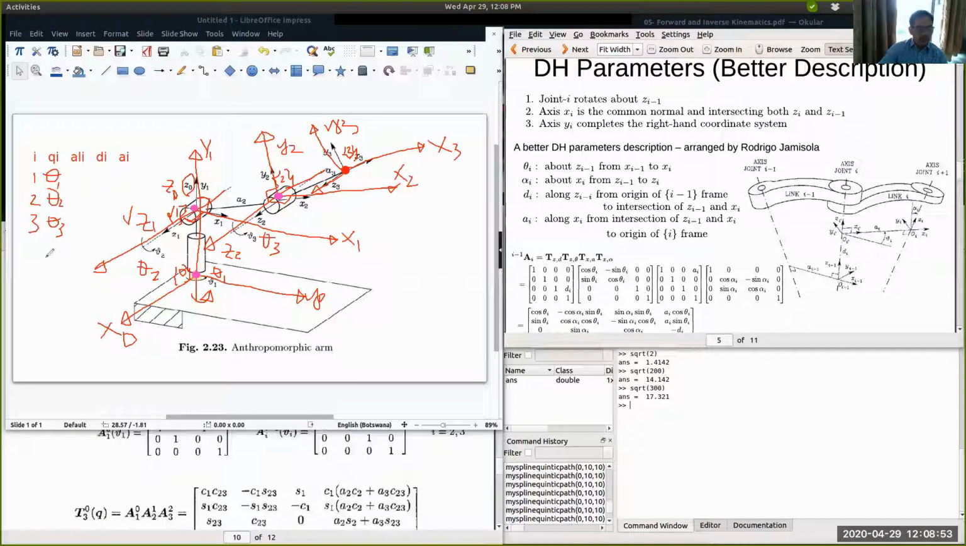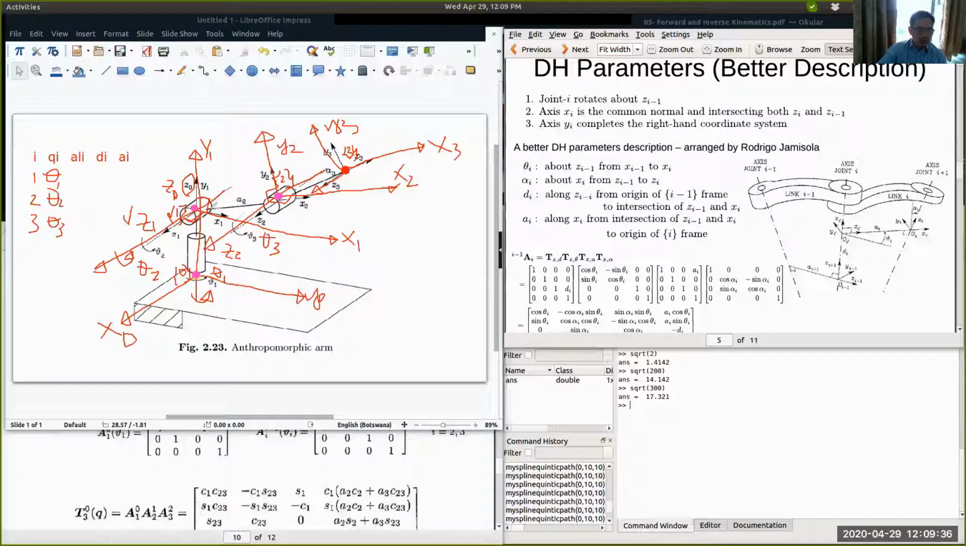In this case, this is z1, and theta 2 is in that direction, positive. Theta 2 is about Z1, from x1 to x2. So where is theta 2? About Z1, that is Z1, from x1 to x2. Where is x1? That's x1.